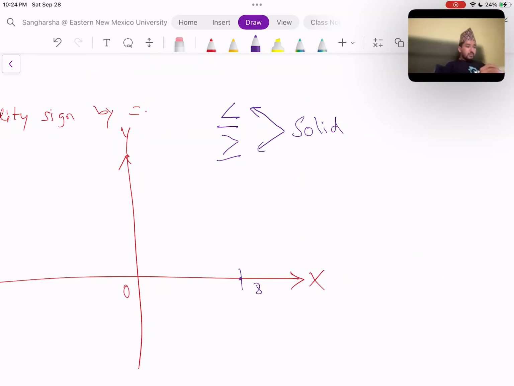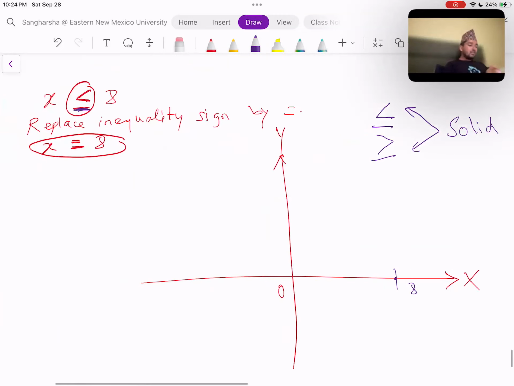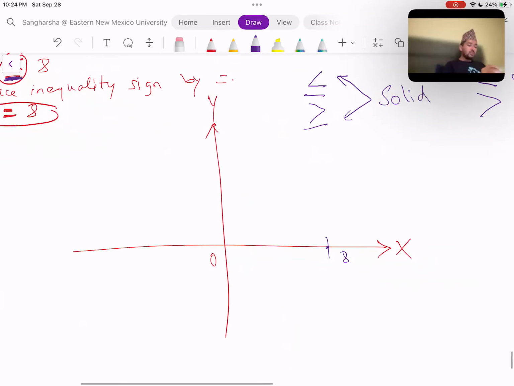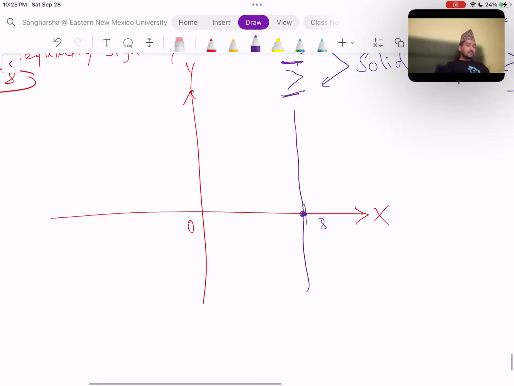But if you have strictly less than or strictly greater than, then you're going to use a dotted line, like a broken line. You have to find the difference here. Now, our inequality has an equals to sign, so we're going to use a solid line to draw a straight line at 8. But if you have strictly less than, you use a broken dotted line. If you have an equals to, you use a solid line. Keep that in mind. Okay, that's the line.